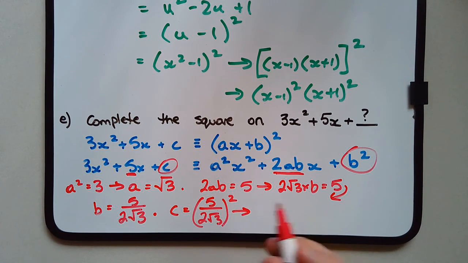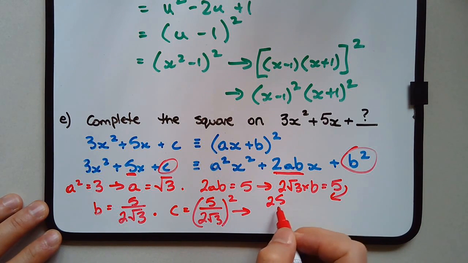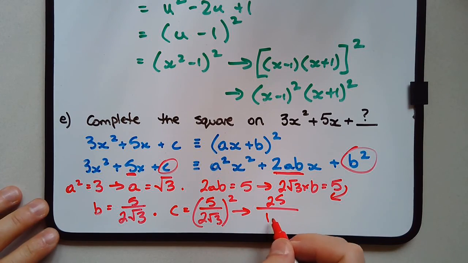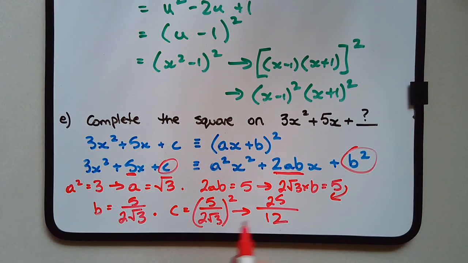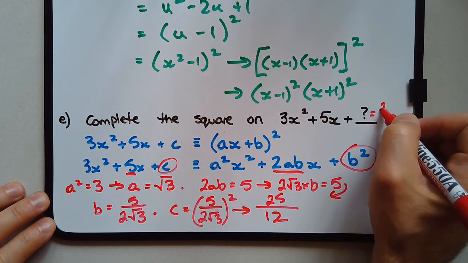So we can just square the fraction as is. So 5 squared is 25, and 2 root 3 squared is equal to 12. So therefore, the question mark will equal 25 on 12.